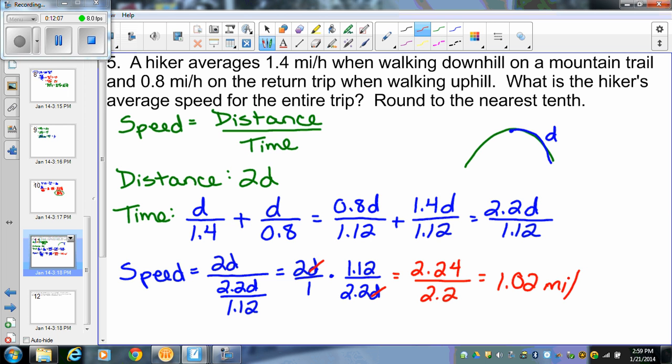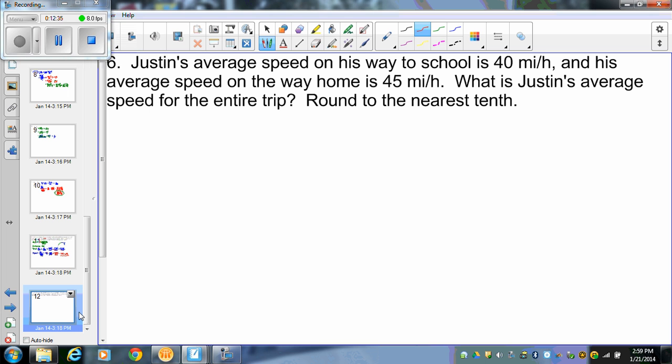Divide that on your calculator, and you should get 1.02 miles per hour. So this hiker was walking 1.4 miles per hour downhill and 0.8 miles per hour uphill, but the average speed was 1.02 miles per hour. You cannot just take these two rates and average them together. It does not work that way. You have to use the distance divided by time formula. With that in mind, pause the video again and see if you can figure out number 6.